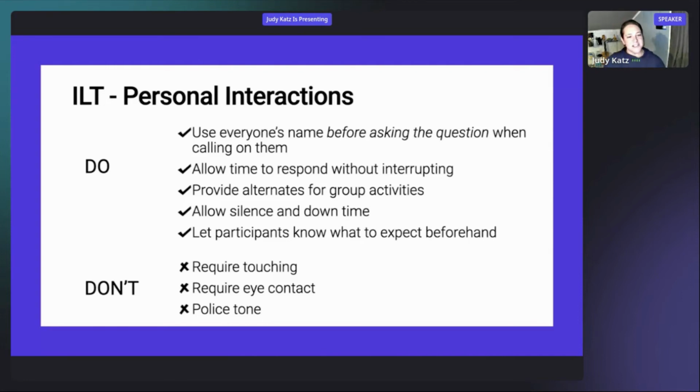And not everybody likes group activities. If there are alternatives, again, something that you might affect as an instructional designer is alternatives for group activities. And don't pull a lot of surprises. Let people know what to expect.